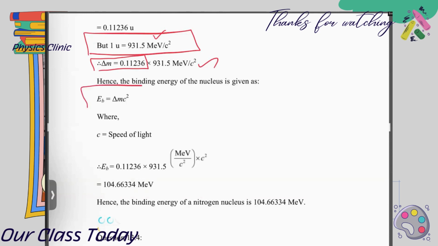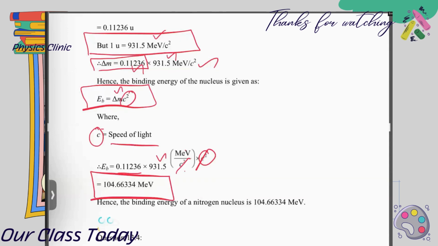So what is the binding energy? This is the binding energy. Based on Einstein's mass energy relation, E is equal to mc square. So this is the binding energy, using the mass defect and the speed of light. Everyone knows the speed of light, c. So this will be 0.11236 into 931.5 million electron volt by c square. Already c square will be there, so c square gets cancelled. The answer will be in million electron volt.